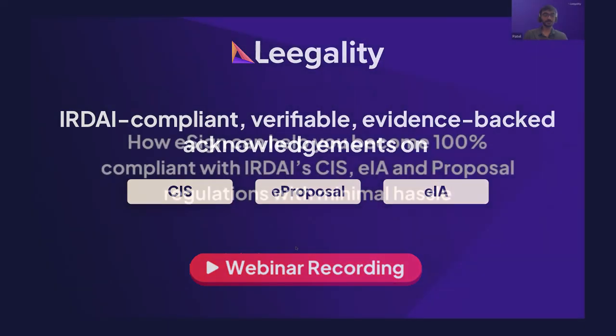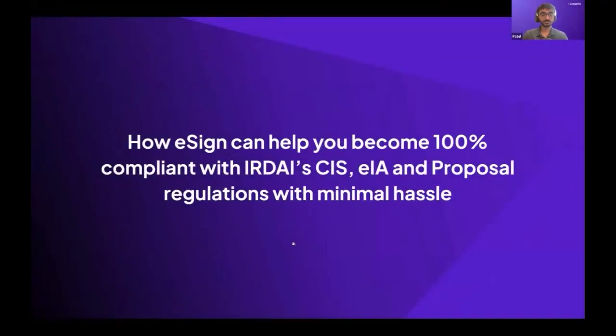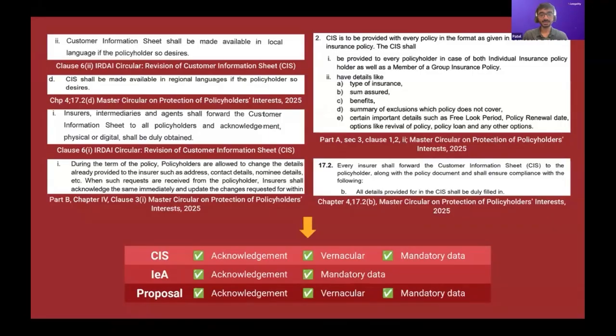Right. Now let's come to the third and final section of this webinar. This is purely compliance focused. There are various IRDAI rules governing three documents: the CIS, eIA, and the proposal document. They all have certain things in common. They require verifiable consent. They require certain mandatory details to be filled in. And for the CIS and proposal, they also need to be in vernacular.